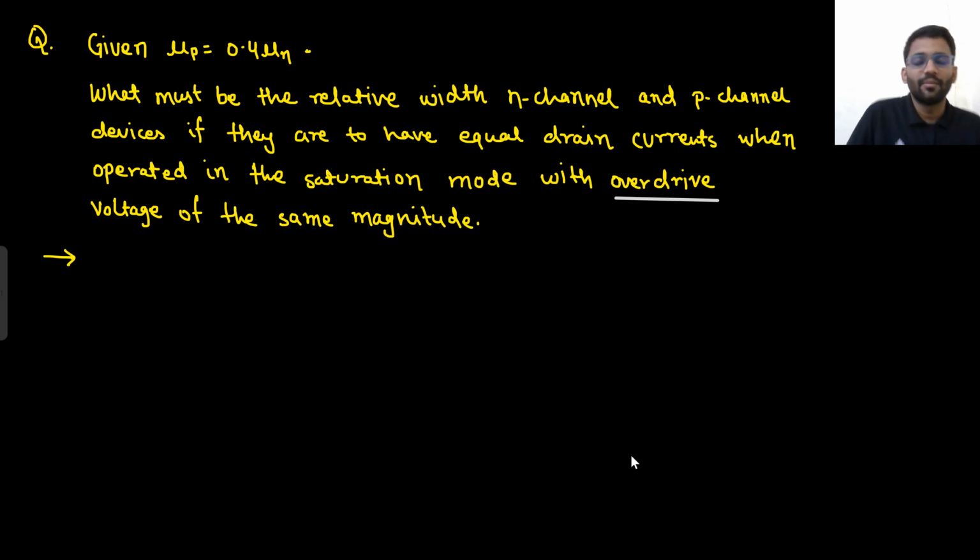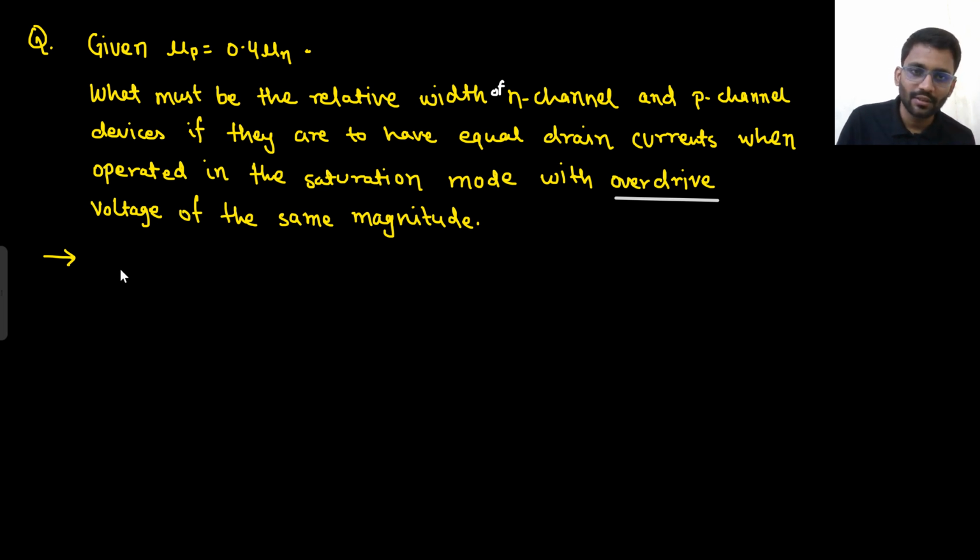Let's move on to the next concept. Before moving on to the next concept, we will solve a simple problem. It is given that mu p, that means mobility of holes, is 0.4 times the mobility of electrons. I don't need to write it in a statement, right? You will understand. The mobility of holes is 0.4 times the mobility of electrons. What must be the relative width of n channel and p channel devices, that means NMOS and PMOS, if they are to have equal drain currents when operated in saturation mode with overdrive voltage of the same magnitude?